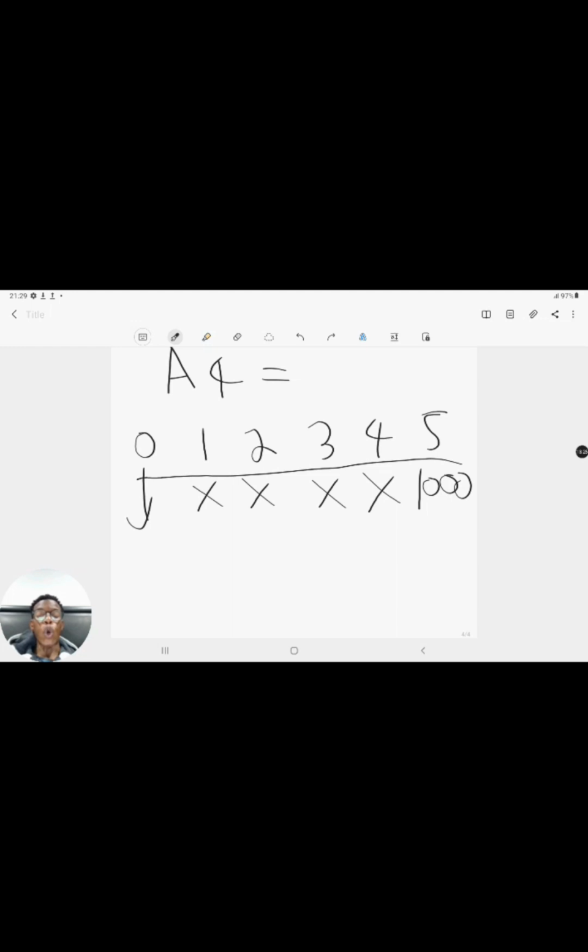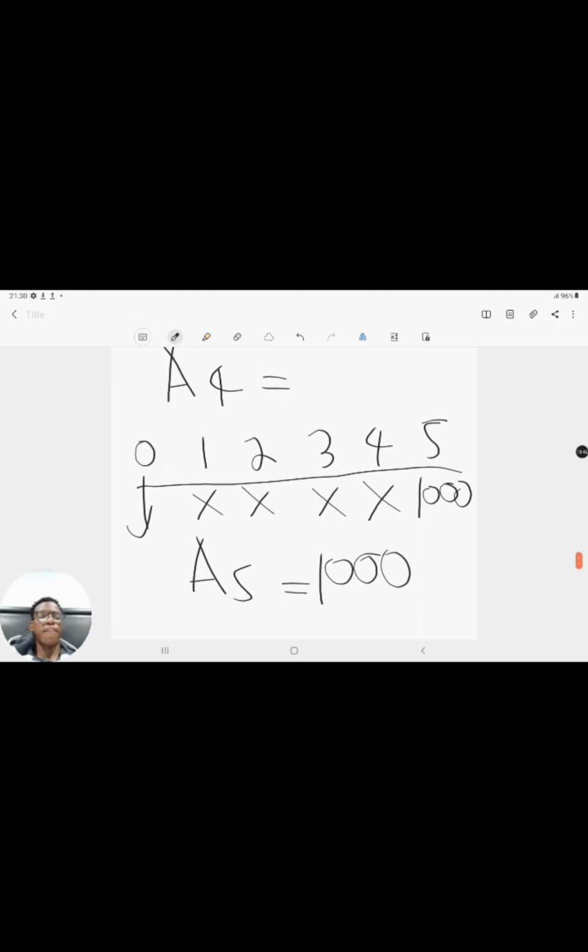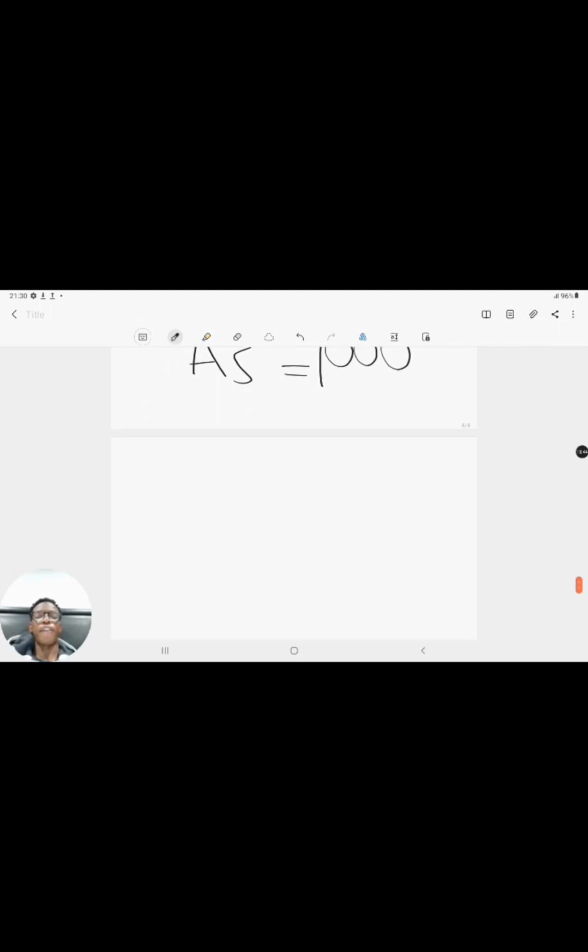It accumulates no interest whatsoever because I put it in at the end of the 5th year. Okay, so it doesn't accumulate interest. So then that A5 is just going to be 1,000 because it doesn't accumulate interest. It doesn't change.